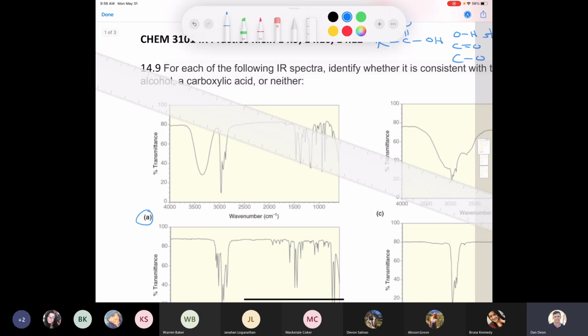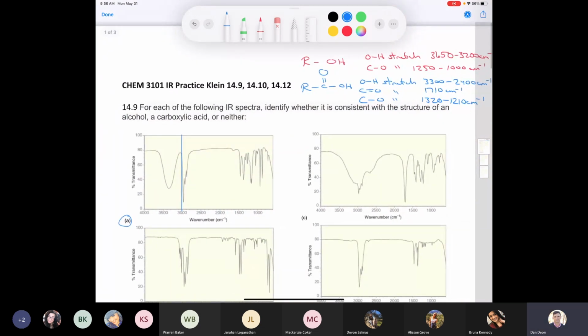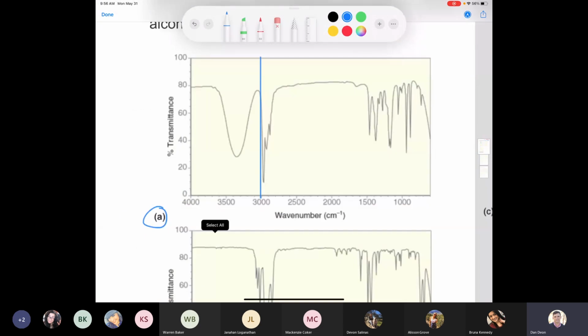If I take my ruler and draw a line around 3,000 reciprocal centimeters, it's right around here. My students are saying alcohol. Absolutely, because for an alcohol, the absorption for the oxygen-hydrogen stretch is going to be between 3,200 and 3,650. If we zoom in here, this is 3,000, 3,100, 3,200 would be here, and 3,600-ish is around here. So that falls in this range, and this is the oxygen-hydrogen stretch of our alcohol.